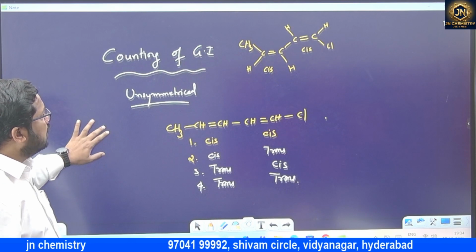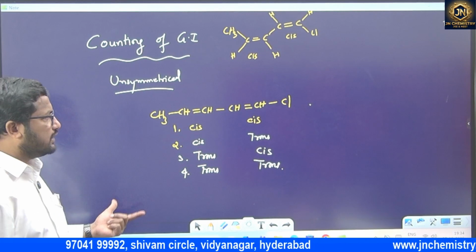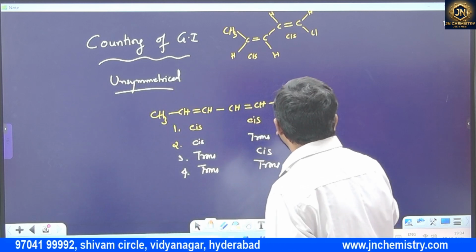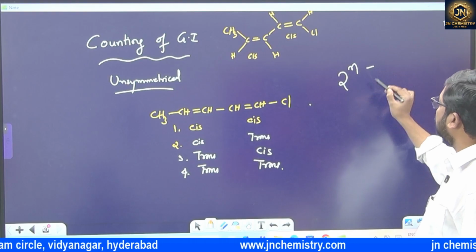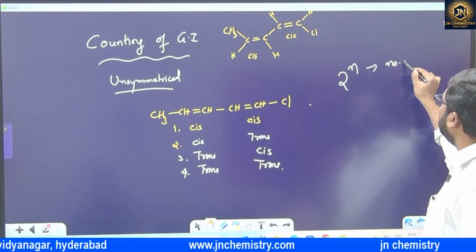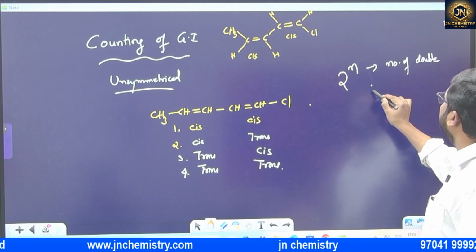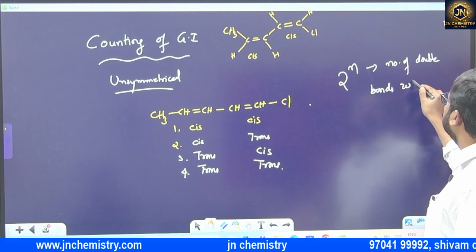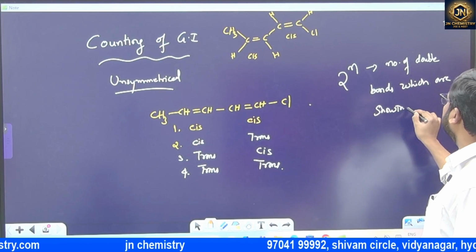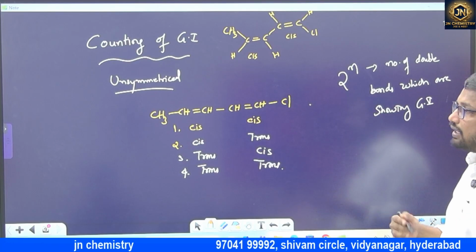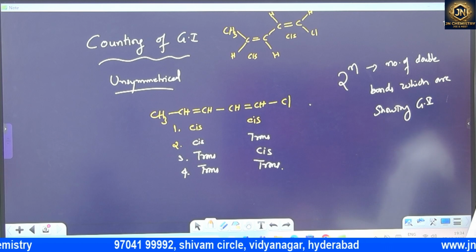Otherwise, if 3 or 4 double bonds are there, it's very difficult. Instead of that, we are using one formula. What is that formula? 2 power n. N means the number of double bonds which are showing geometrical isomerism. Because all double bonds won't show geometrical isomerism, right? The terminal ones, I'll let you know.